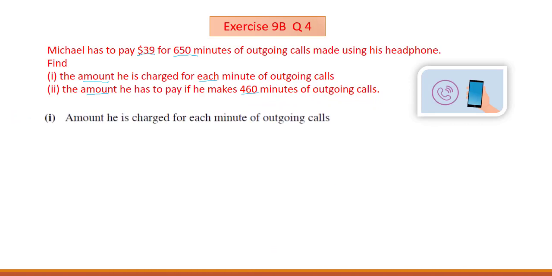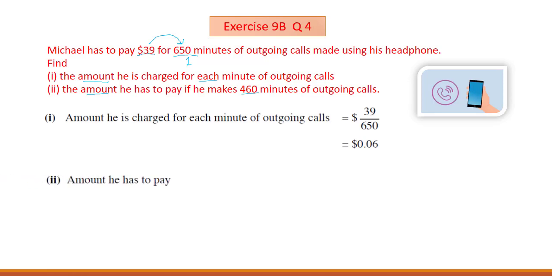In part 1, the amount he is charged for each minute, meaning for 1 minute of outgoing calls. What will it be? Yes, it will be 39 over 650. Look, $39 for 650 minutes. So if we want to know for 1 minute, we will divide 39 by 650. When you divide, the answer will be $0.06.